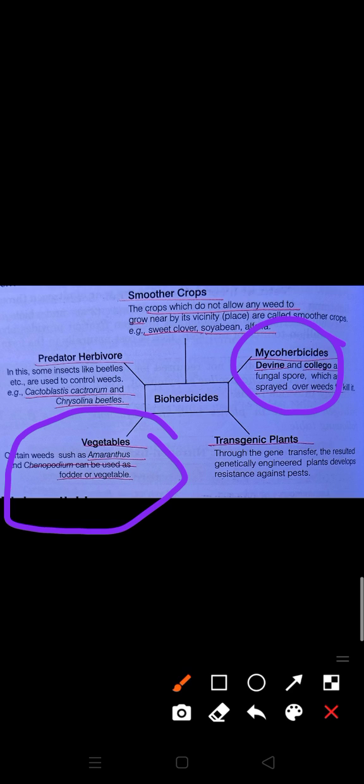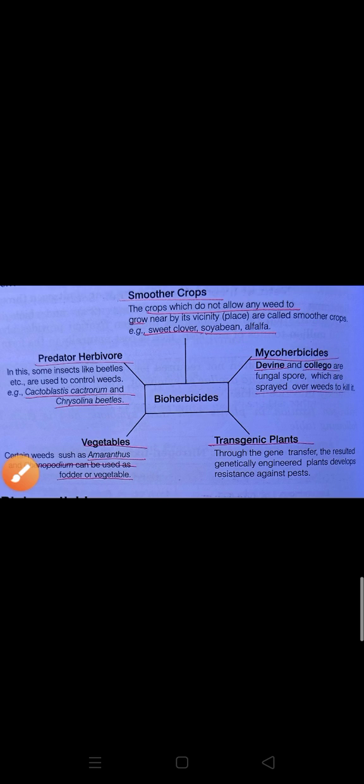Okay, so these are the ways by which we can reduce unwanted growth of weeds. I hope that much is clear. For these two topics you can make notes.